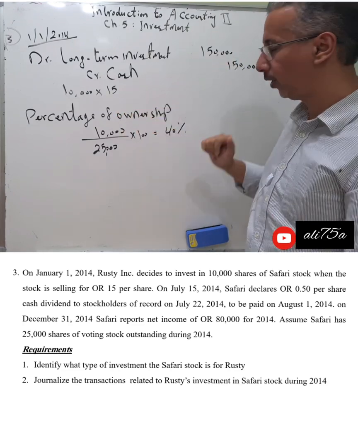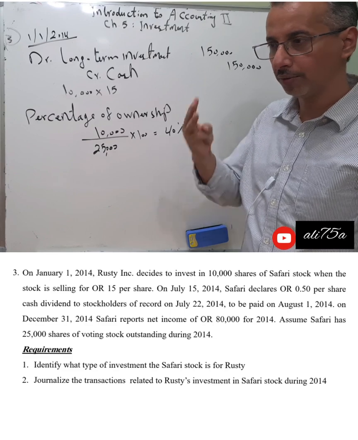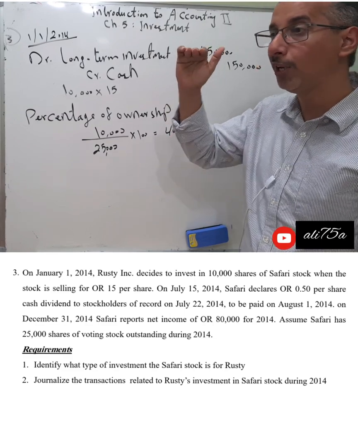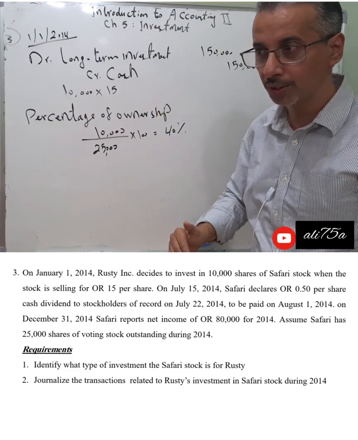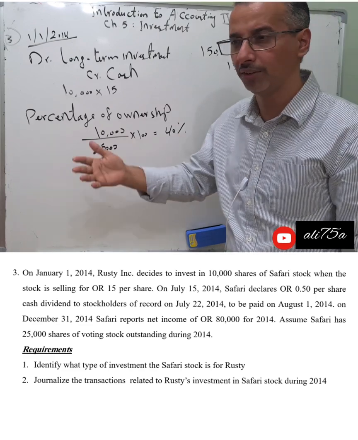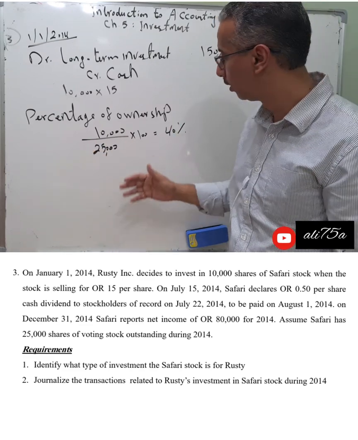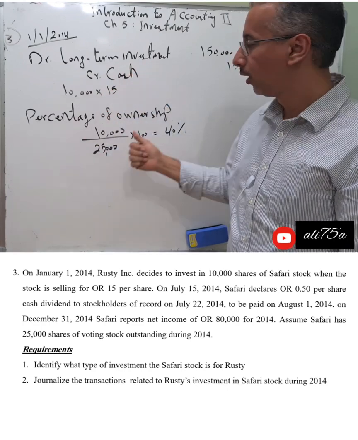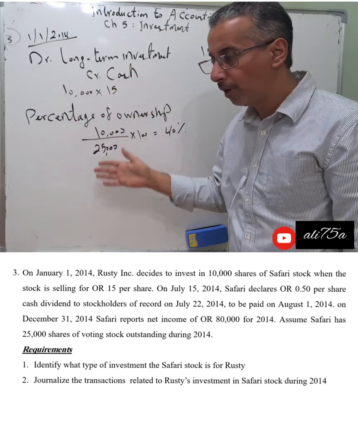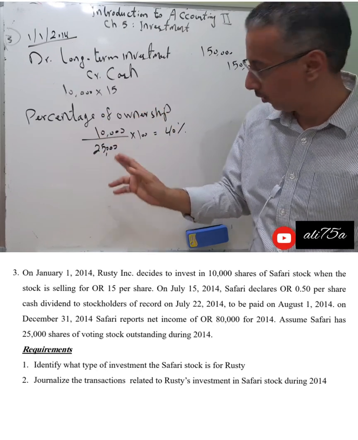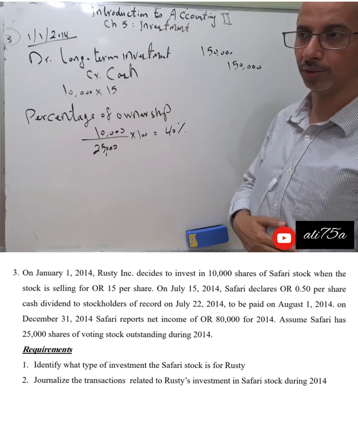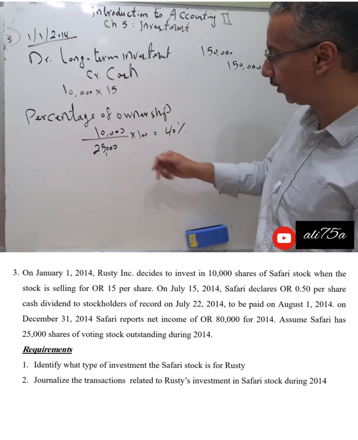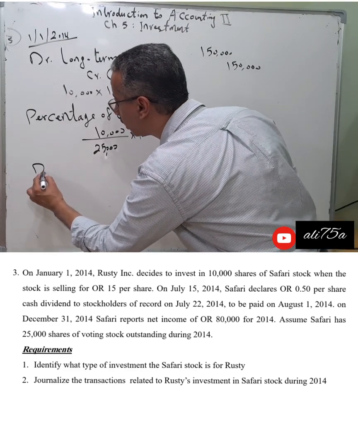Now we have to talk about this percentage. You have three types of percentage. If it's below 20%, there is no significant influence, there is no control, and we have to use the cost method. If it's above 20 and below 50, here we have to use the equity method. What does it mean, equity method? We'll see it here. We have to make two journal entries.